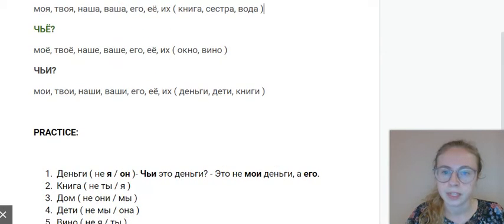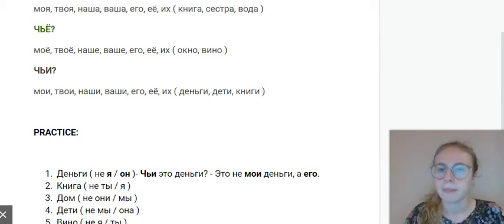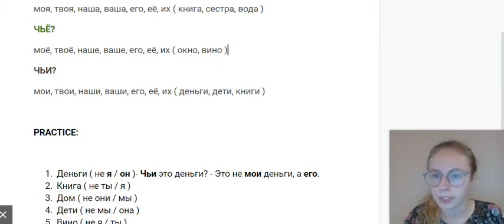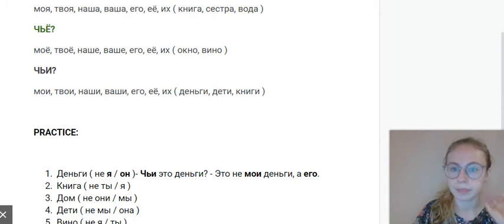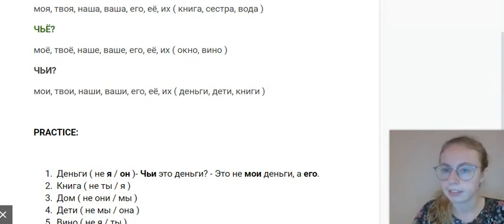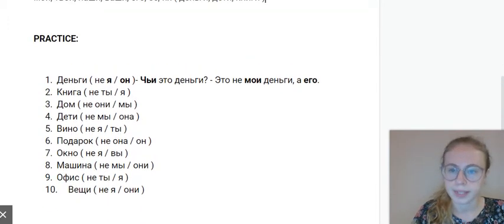All right, for feminine nouns. And next one, чье for neuter nouns. The answer would be моё, твоё, наше, ваше, его, ее, их: окно, вино, and all the neuter nouns. And the last one is чьи, whose for plural nouns. The answer would be мои, твои, наши, ваши, его, ее, их: деньги, дети, книги, all plural nouns. Okay, now let's move to practice.